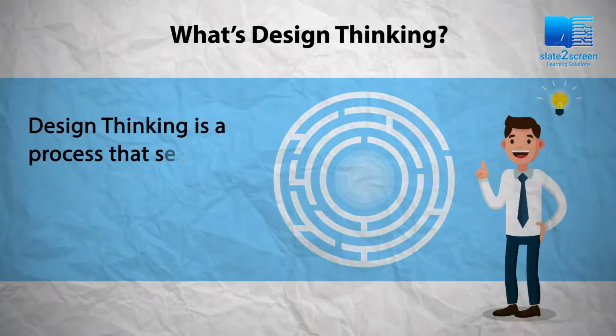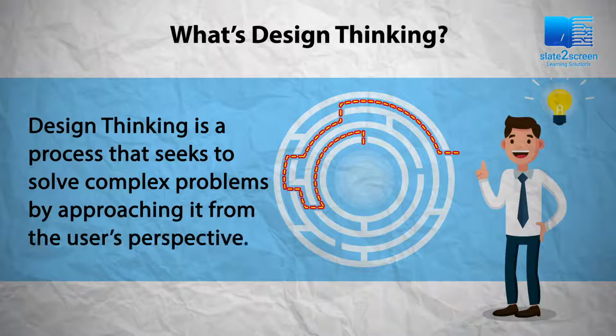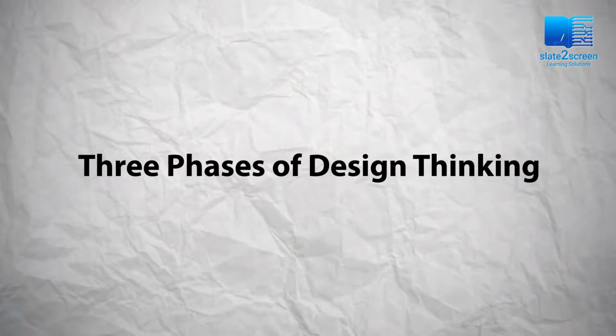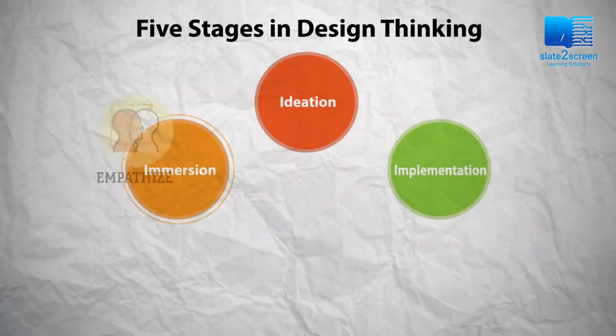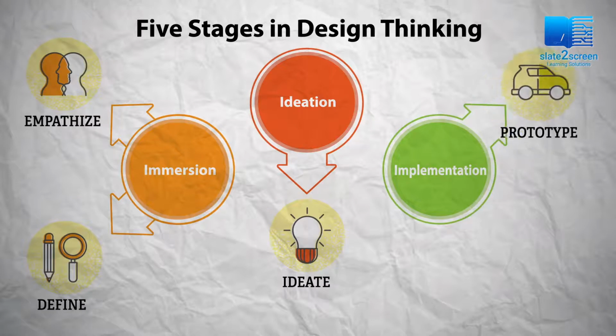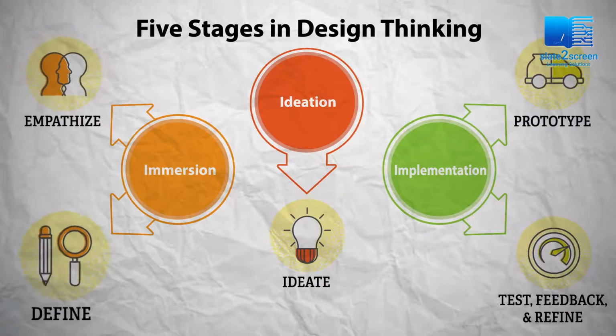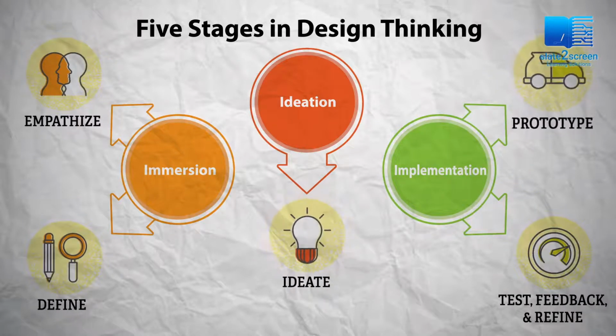Design thinking is a process that seeks to solve complex problems by approaching it from the user's perspective. Design thinking can be divided into three different phases: immersion, ideation, and implementation. These phases are further broken down into 5 actionable stages that create the entire design learning process: empathize, define, ideate, prototype, and test feedback, and refine. Let's understand them one by one.